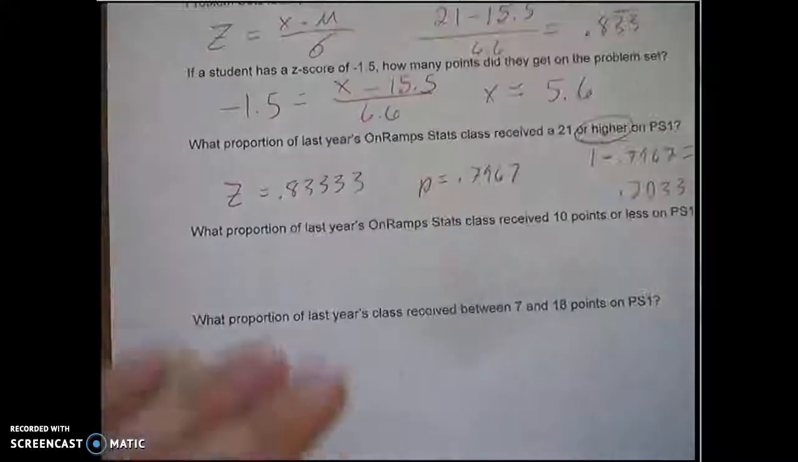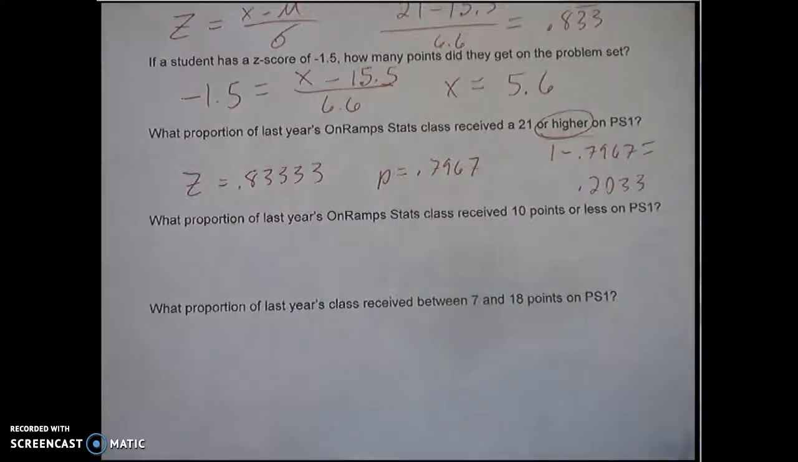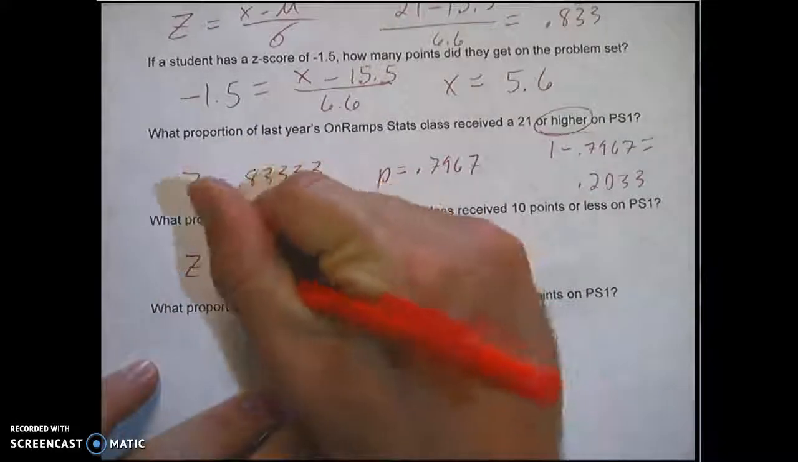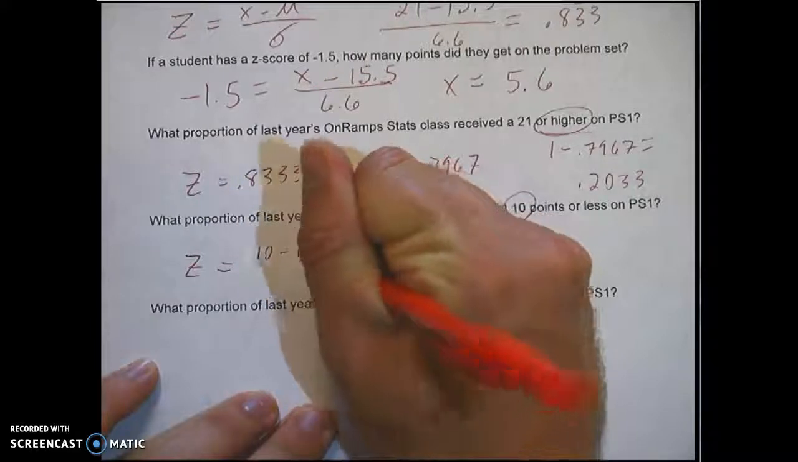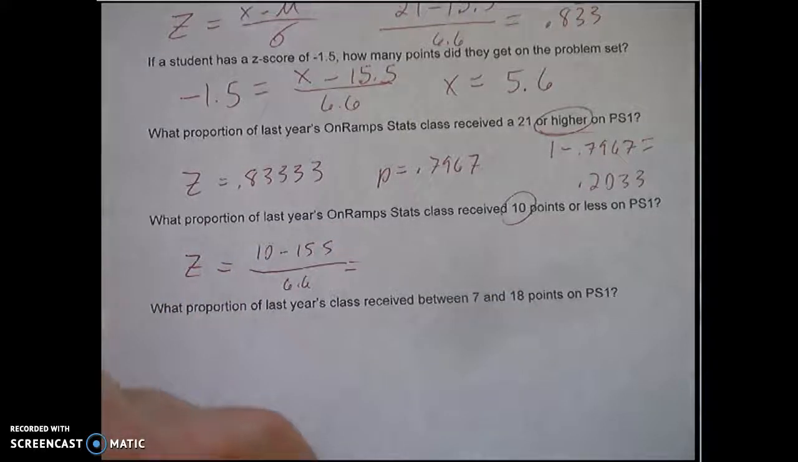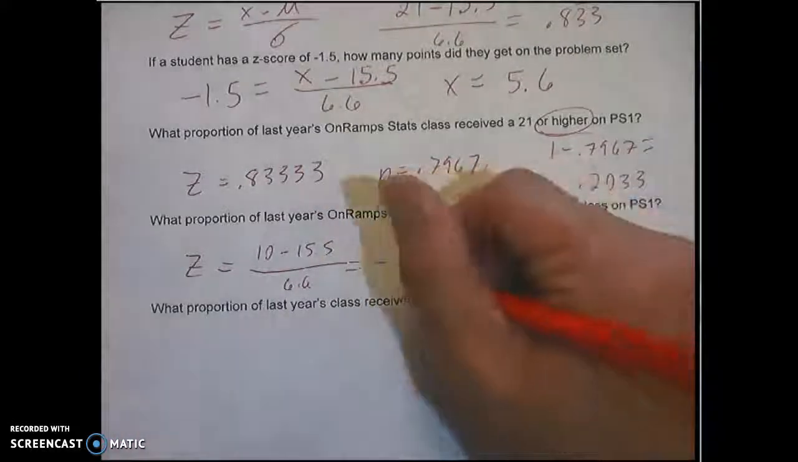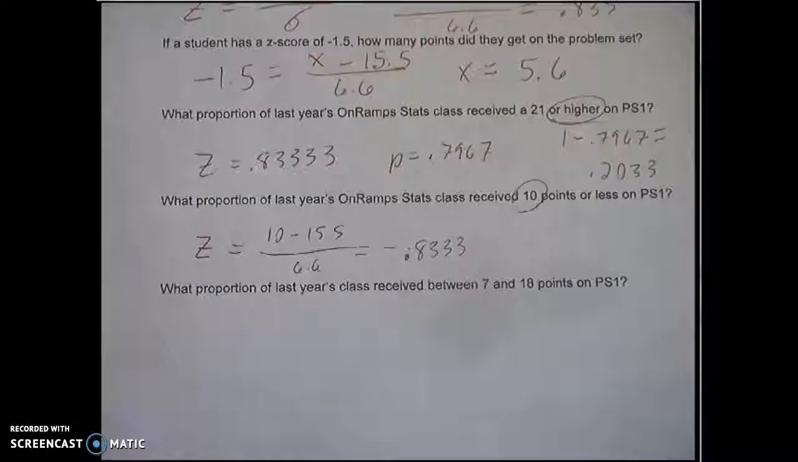Let's work through a couple more so that you feel good about this. It says, what proportion of last year's OnRamps stats class received 10 points or less on problem set 1? So I need to get my z. I'm going to take that 10 and do 10 minus 15.5 divided by 6.6. And, hey, look at that, negative 0.8333. It's like I planned it or something.